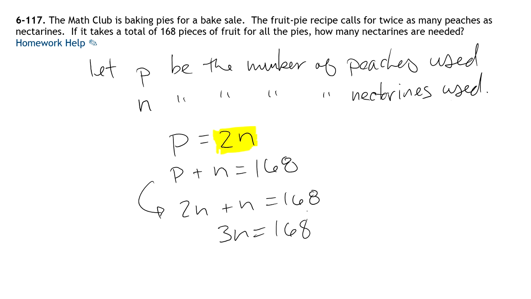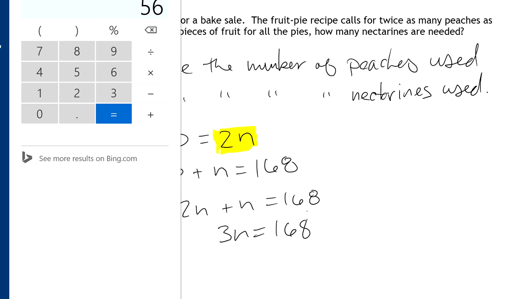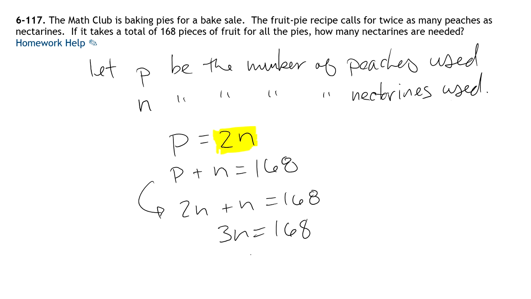And let me try this. 168 divided by 3. The answer is 56. That's great. So n equals 56. Oh, let's see, it says how many nectarines are needed? That's perfect. I ended up getting that, right? N was the number of nectarines. You need 56 of the nectarines in order to complete this impossible task of baking fruit pies for the math club.